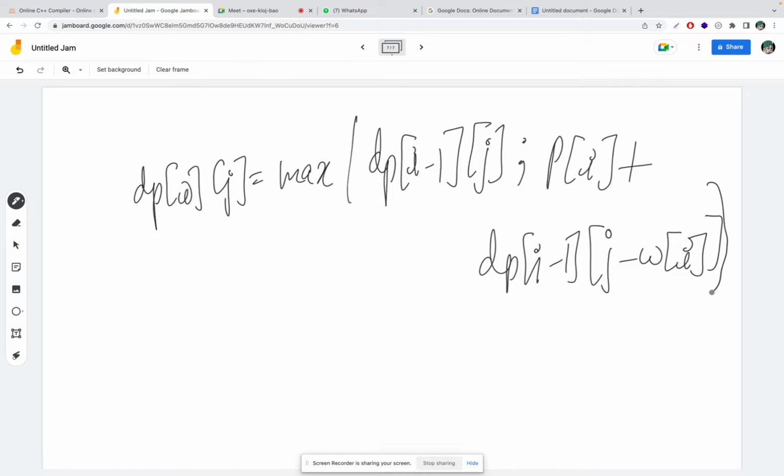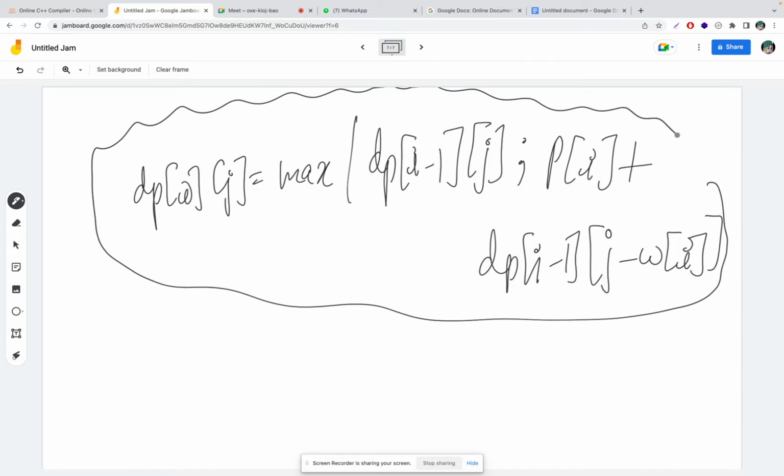So guys, is this thing clear? Yes or no? So all we have to do is, what will be the final answer guys? DP of, tell me, what will be the first index? N. And the second, what was the full capacity? C.